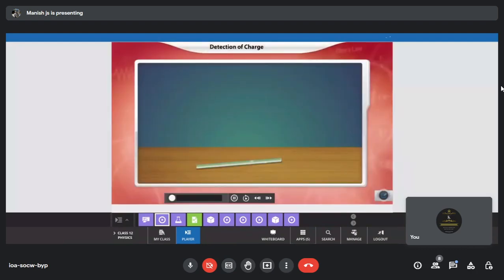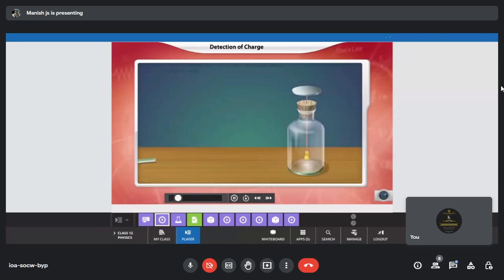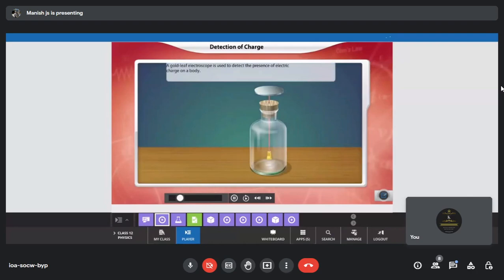We have a glass rod here, but is it charged or uncharged? How do we find that out? For that, we need a gold leaf electroscope. It's a simple instrument used to detect the presence of electric charge on a body. Okay. So now இப்போ வந்து we are going a step higher. இப்போ வந்து we try to find out or identify the nature of charge on an object. So to identify the nature of charges, obviously we cannot see the charges with our naked eye. So therefore, we use an instrument called a gold leaf electroscope.